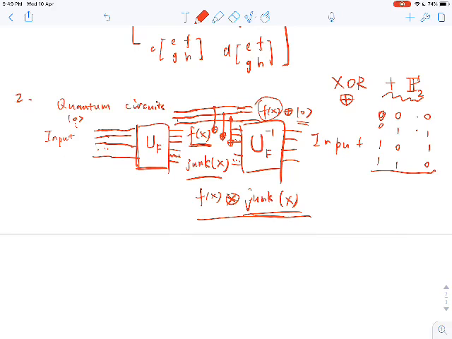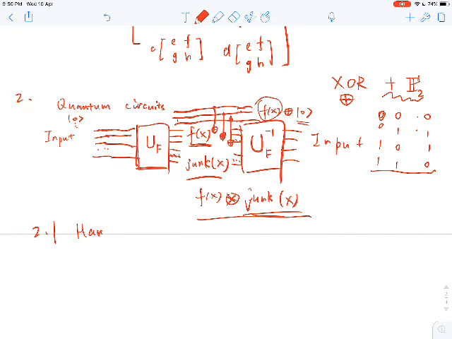So this is just the basic components of a quantum circuit, and how we construct such a quantum circuit to process some functions. And so now we can go into the world of quantum algorithms.